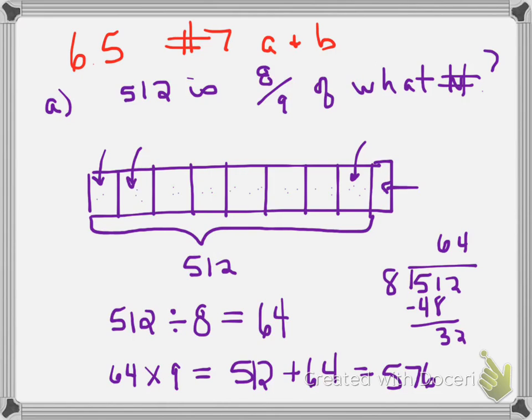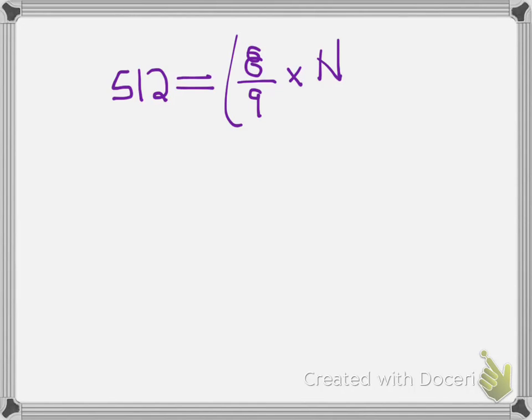Now I also want to show you this one algebraically. So 5/12, an equal sign always means is. Well, not always, but most of the time. So 5/12 is 8/9 of means times, and what number? And I'll say n. Okay, so the first step is to get rid of the fraction. So I could multiply both sides by 9/8.